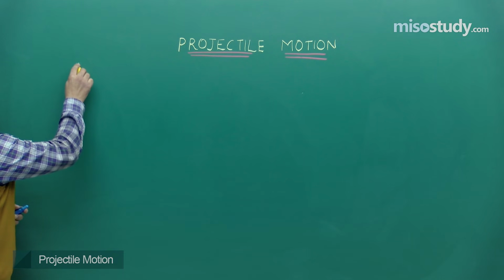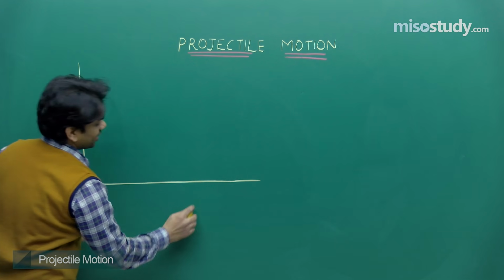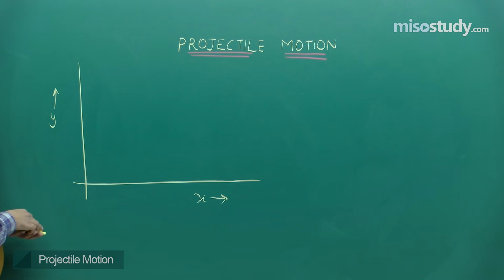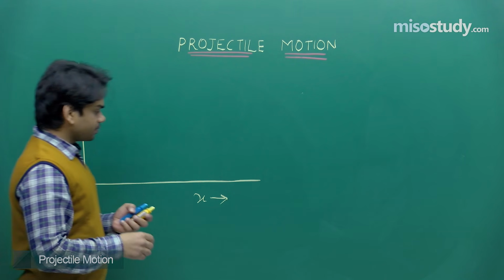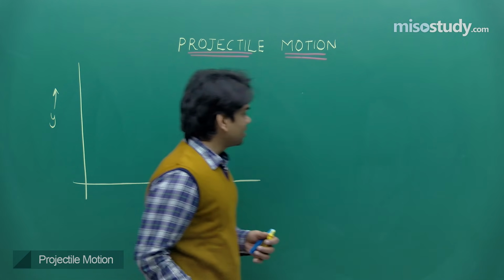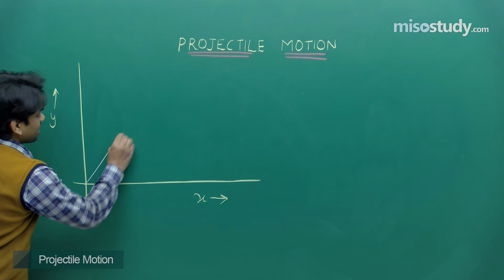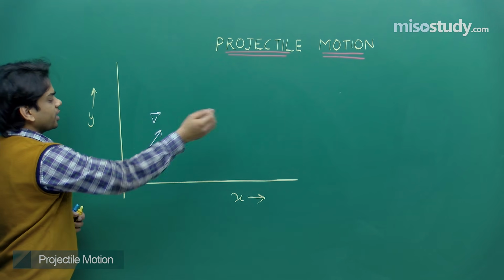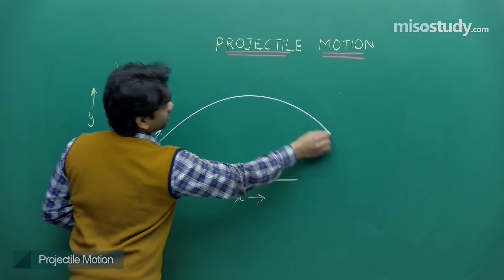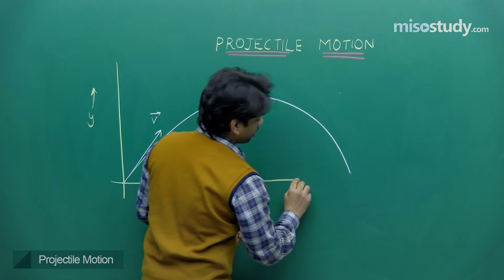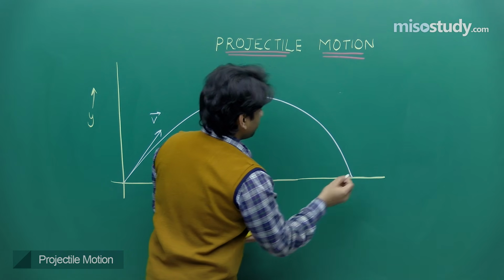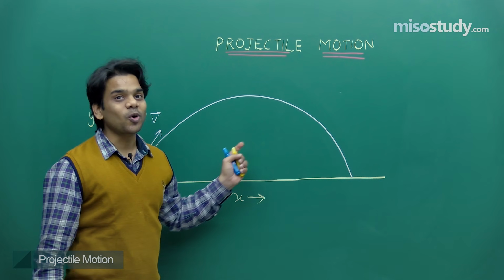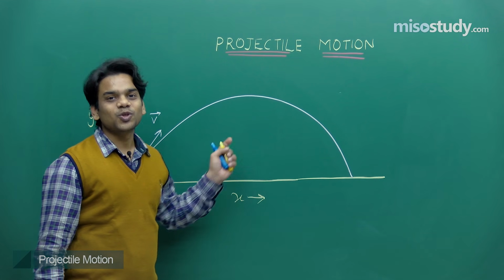Suppose the horizontal displacement is given along the x-axis and the vertical displacement is given along the y-axis. The particle is moving in two-dimensional space and it is projected in this direction. This is the initial velocity which we have given to the particle. Now it was projected in this way, and it will follow a path as given in this figure. You can see this path looks like a circular, semicircular path, but actually it's a parabolic path, which I will show at the end.